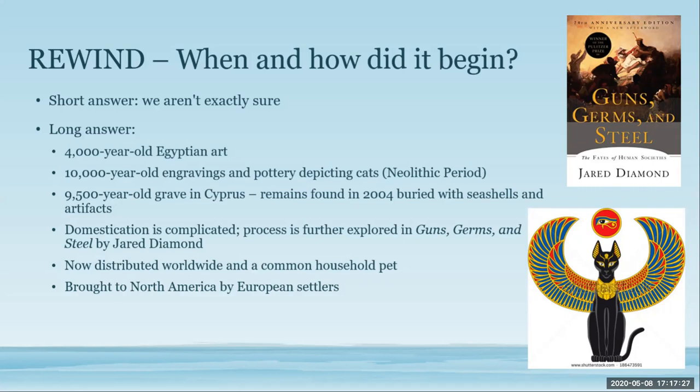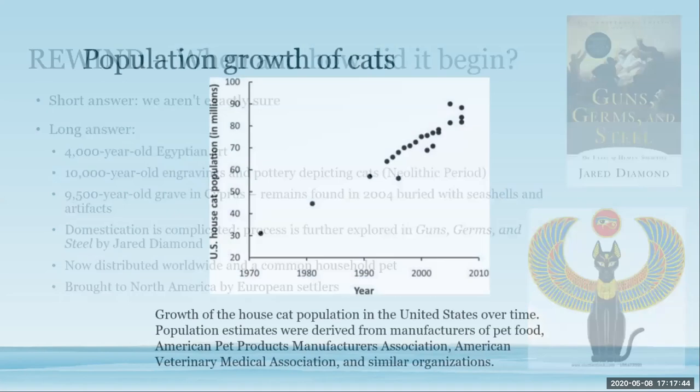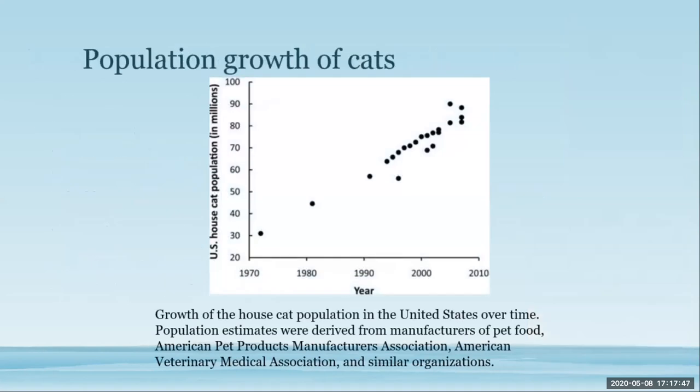So how exactly did they get to North America? Well, that's a simple answer. That's through European settlers. So by the time European settlers got here, cats were already a common household pet for them. So that's how they came about here. So let's look at the population growth of cats. Mind you, this graph represents the population growth of house cats. However, that doesn't undermine really the threat that feral cats would pose, because house cats many a time roam.